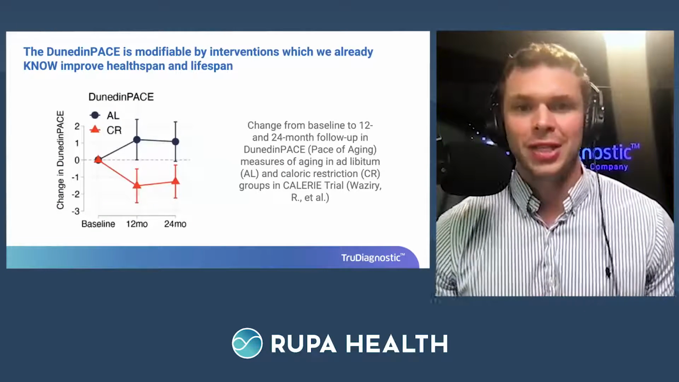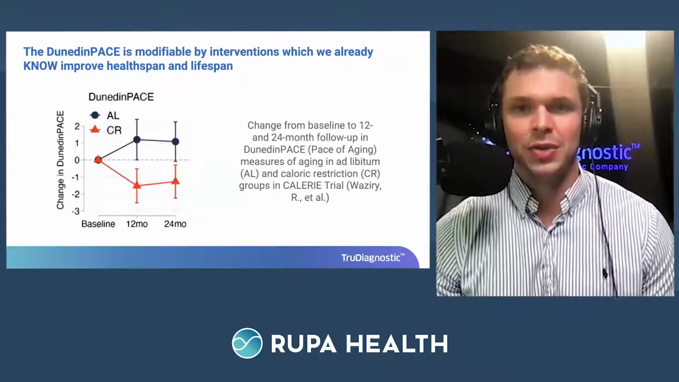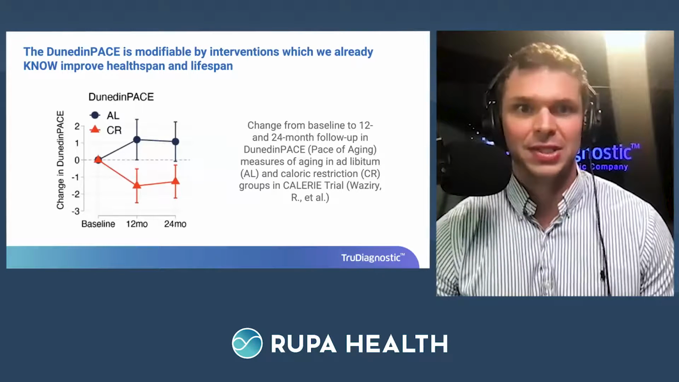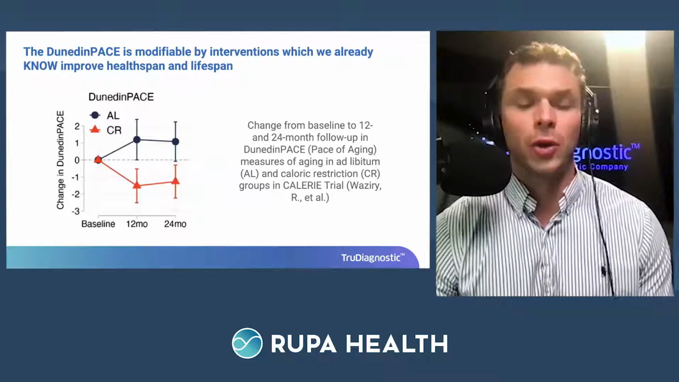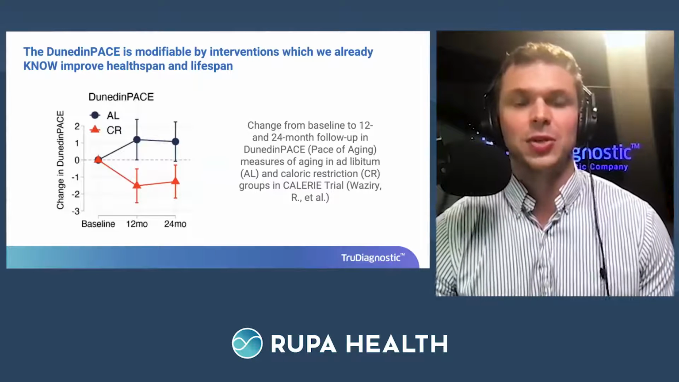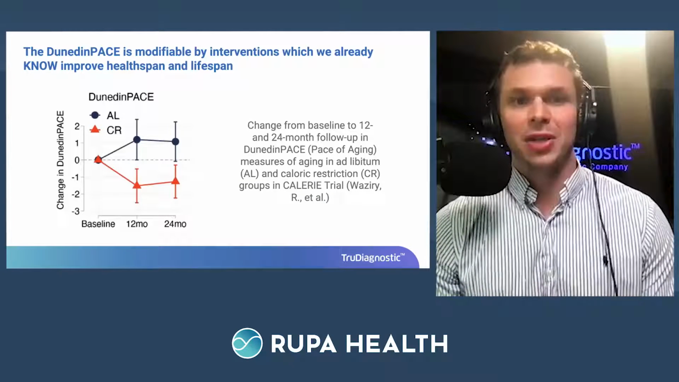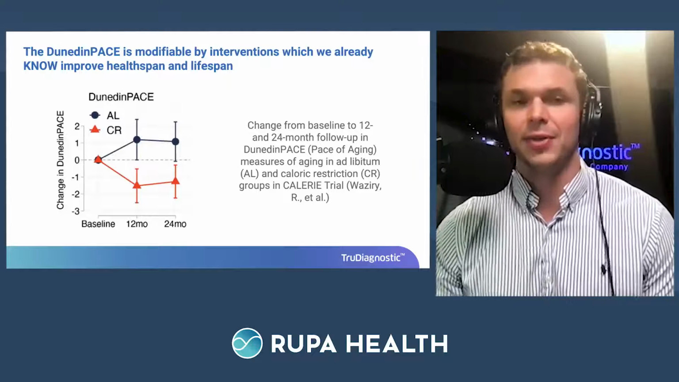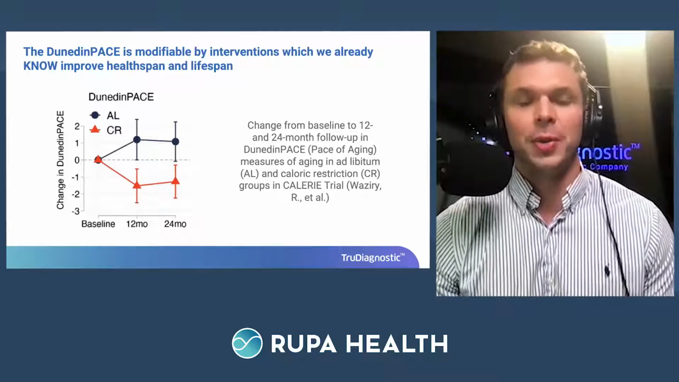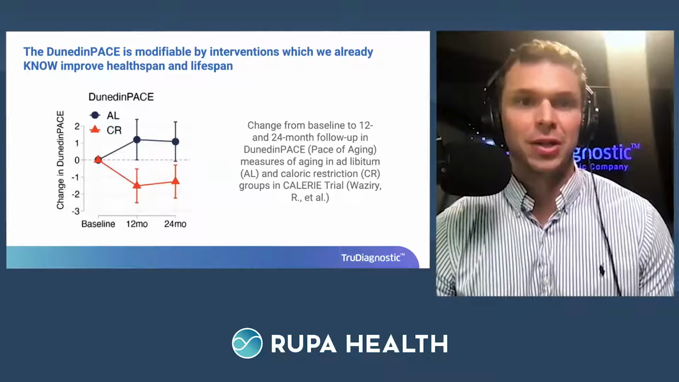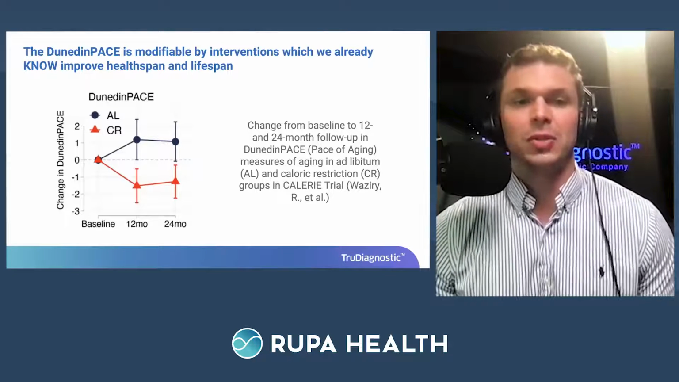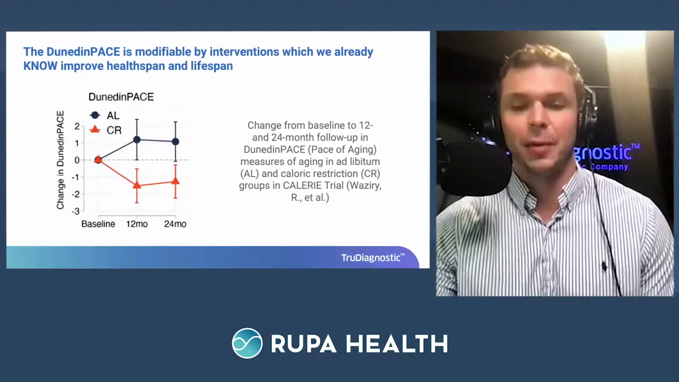And so, we actually did study the CALERIE study, which was basically an 11% caloric restriction study in a couple thousand patients, and it looked at the caloric restriction group's aging rate versus those who were not caloric restricted. And what we saw was that over the course of 2 years, those who were doing caloric restriction definitively reduced their rates of aging, while those people who were not doing caloric restriction increased their rate of aging. And so we have proven that now. We do know that these things are responsive to interventions that beneficially affect biology.